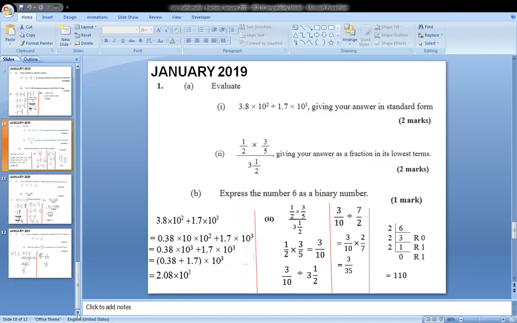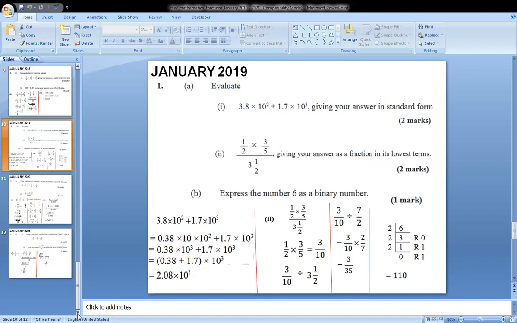So let's move on to the 2019 paper. It says evaluate, and this is A and B, and A has two parts. First part says 3.8 times 10 squared, and then you're going to add 1.7 times 10 raised to the power 3. What do we do? So we simply take 3.8 times 10 squared, and it says giving your answer in standard form.